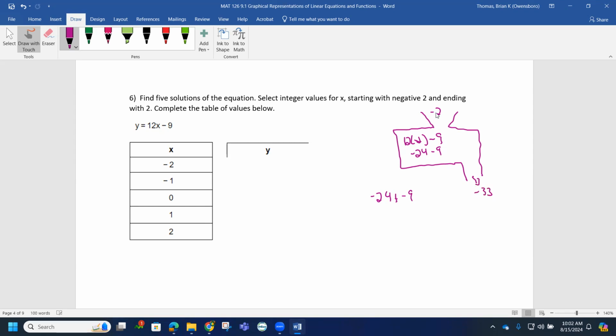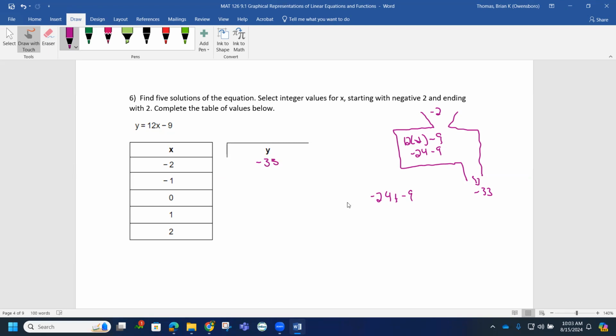So remember, the x represents the input. The input goes through a series of calculations, and the result is what we describe as the output. So again, the x is what's called the independent variable. We get to choose what it is, but the y value is going to depend upon what the x value is. So when -2 went in, -33 came out.